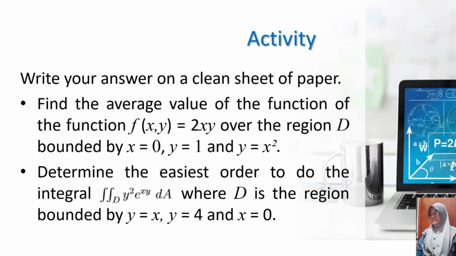And next, determine the easiest order to do the double integral over the region D of y squared e raised to xy dA, where D is the region bounded by y equal to x, y is equal to 4, and x is equal to 0. You can submit your activity before the presentation of the next reporter or the next group. So you have plenty of time to answer this activity.